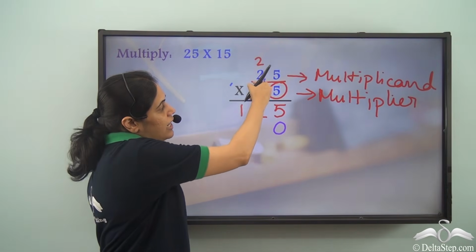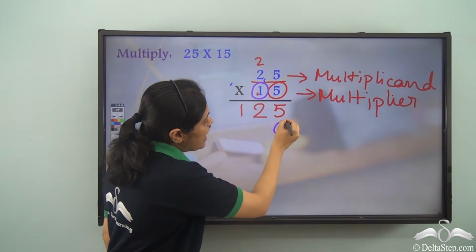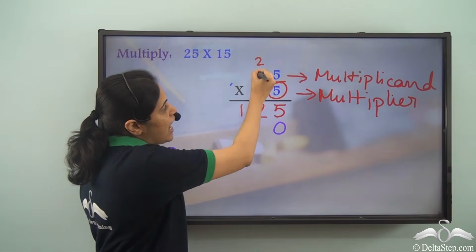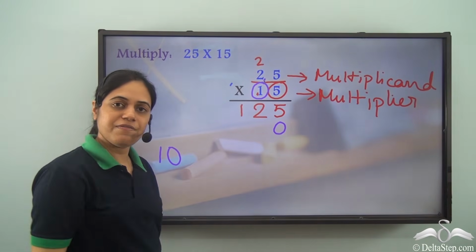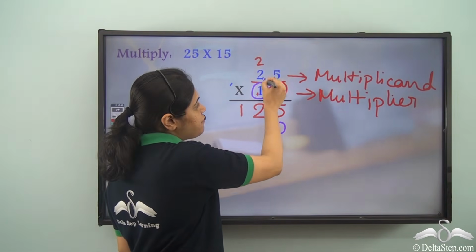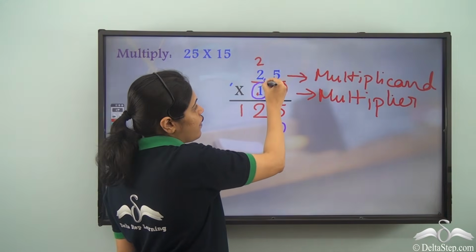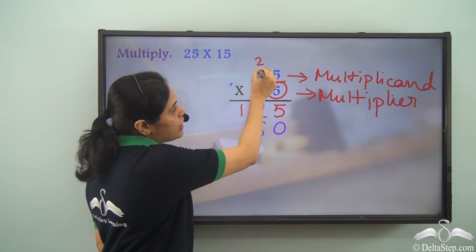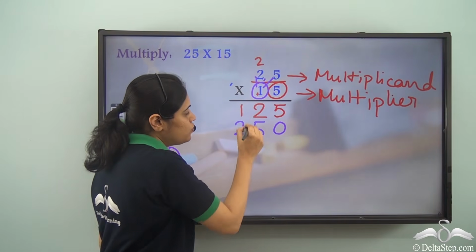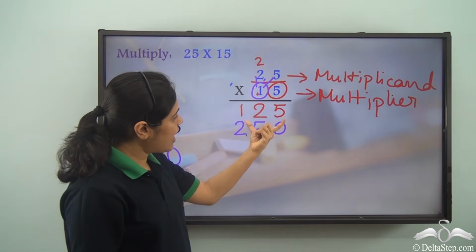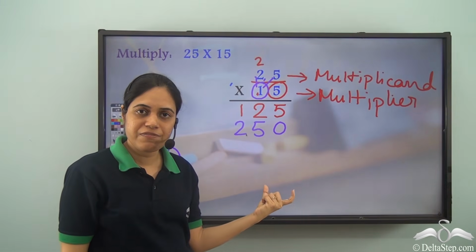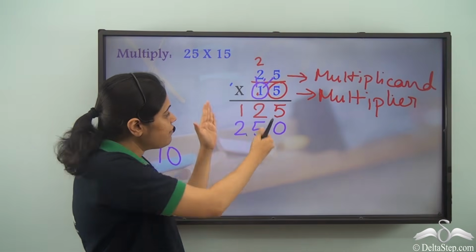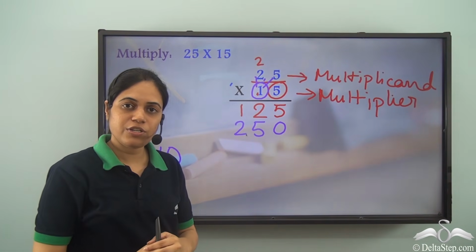So when I move to the tens place, I first put a 0 for the ones place, and then I multiply the digits by 1. I will multiply 5 by 1 first. So 1 into 5 is 5. 1 into 2 is 2. And see, I am writing it below 125. I don't write it to the left or right of 125. I write it below 125.